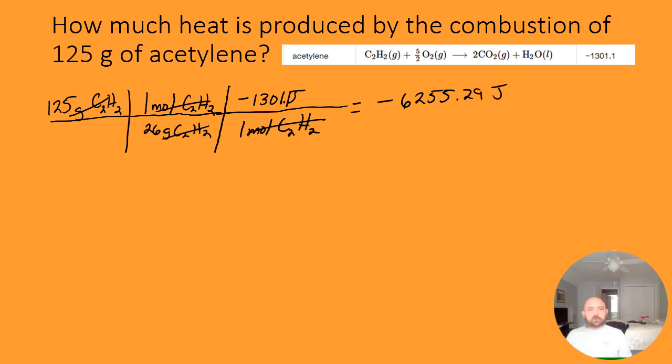So what I did is I took the idea that the thermochemical equation related to me that 1 mole of acetylene gave off 1,301.1 joules of energy. I figured out how many moles 125 grams of acetylene was. Of course, that's more than one since it's 26 grams per mole, so that's approximately 5 moles. And then when you multiply the 1,301 by that approximately 5 moles, you get 6,255.29 joules of energy released for 125 grams of acetylene combusted.